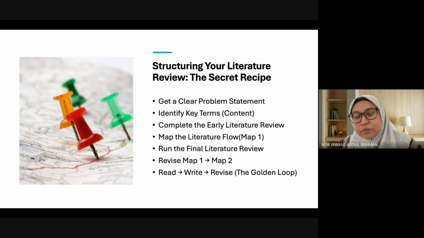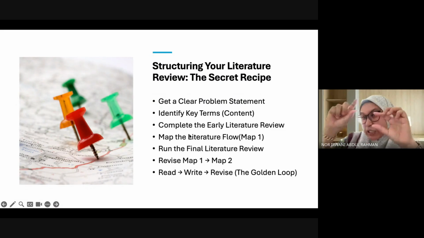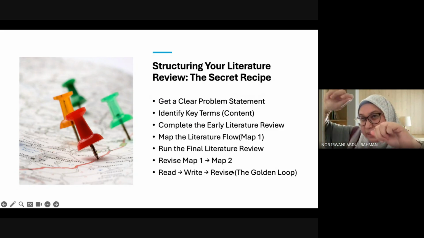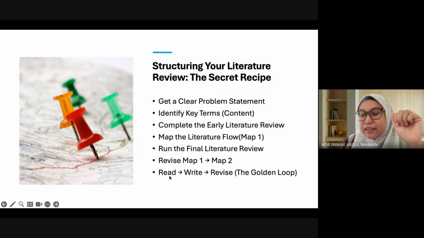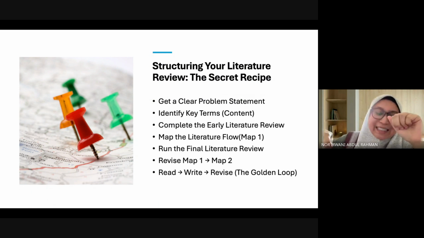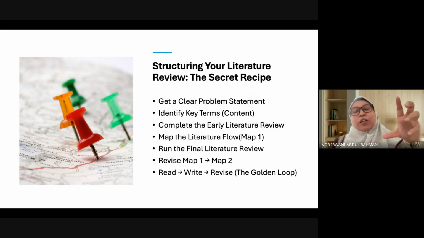Okay. So revise. Map one is the first mapping to section, subsection, and map two is the next mapping, and then you further read, write, and revise. The golden loop is the research gap.